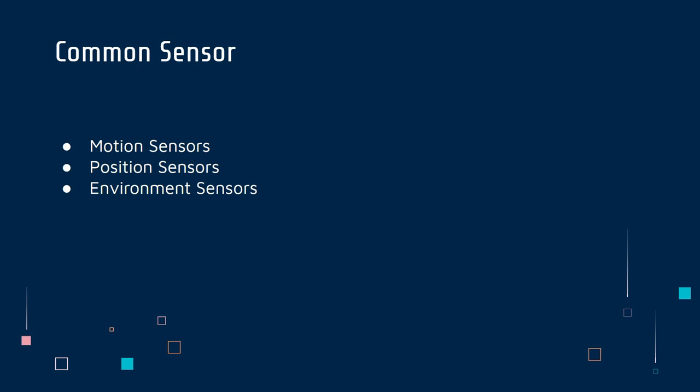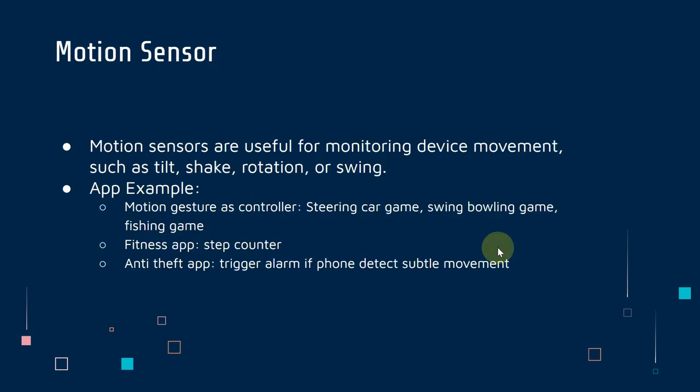The common sensors available on most phones can be divided into three categories. First is the motion sensor, second is the position sensor, and the third is the environment sensor. Motion sensors are useful for monitoring device movements such as tilt, shake, rotation, or swing.